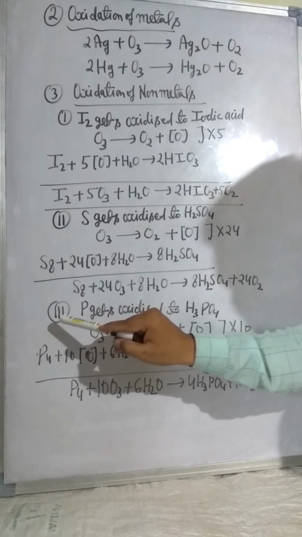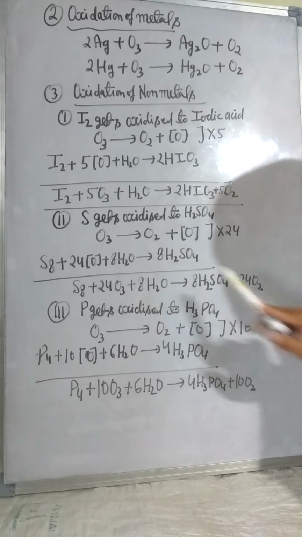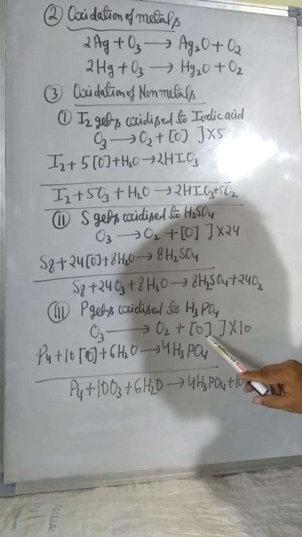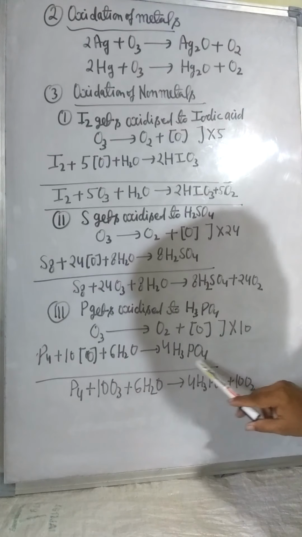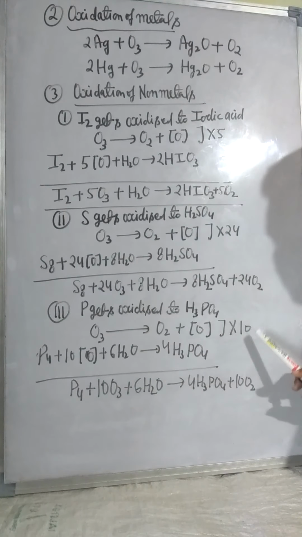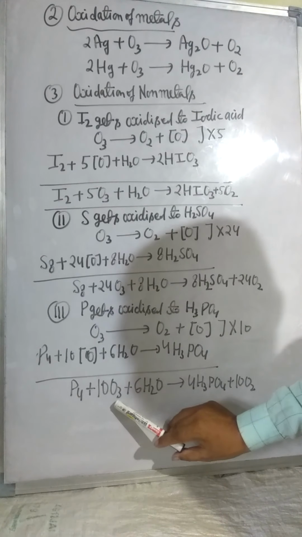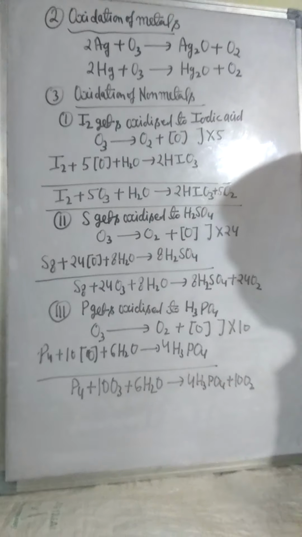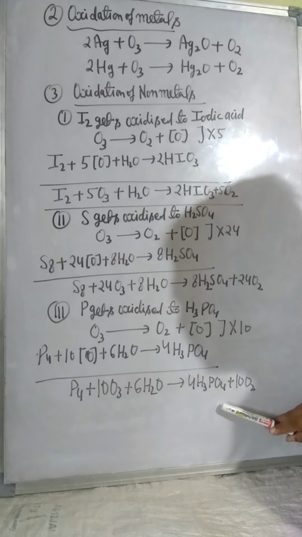Next, ozone oxidizes phosphorus. Phosphorus gets oxidized to phosphoric acid. Ozone decomposes to give oxygen gas plus nascent oxygen. Phosphorus reacts with nascent oxygen and water to give phosphoric acid. Here the number of nascent oxygen is 10, so we have to multiply this equation by 10. Adding these two equations, we get P4 plus 10O3 plus 6H2O gives 4H3PO4 plus 10O2. So we can say finally phosphorus molecule gets oxidized to phosphoric acid.